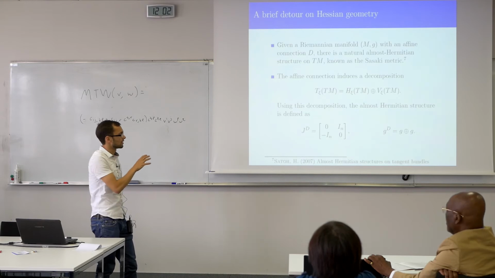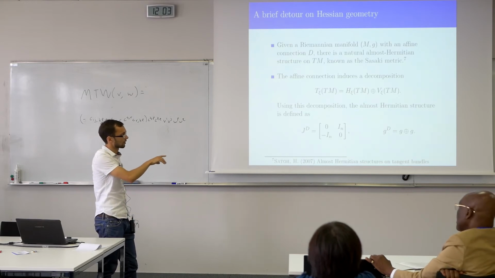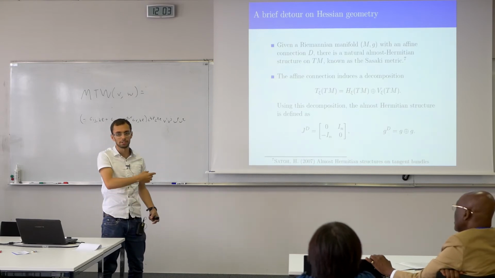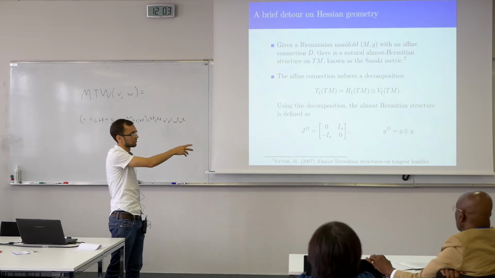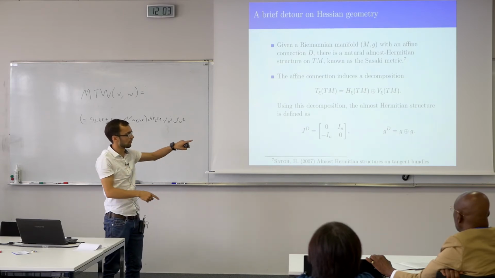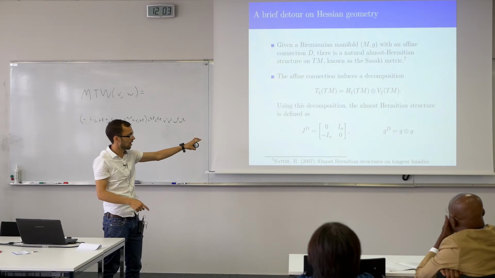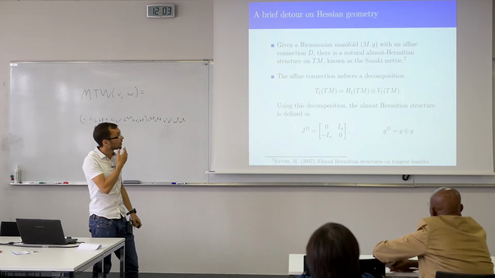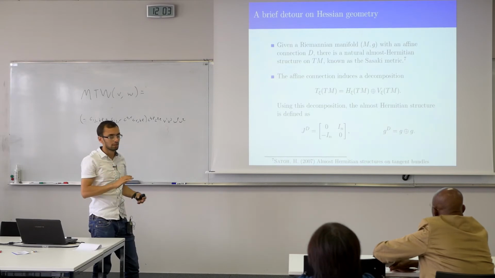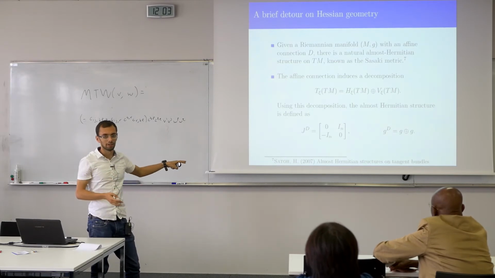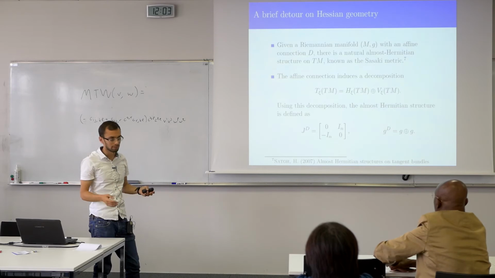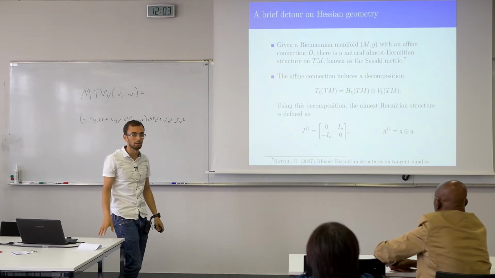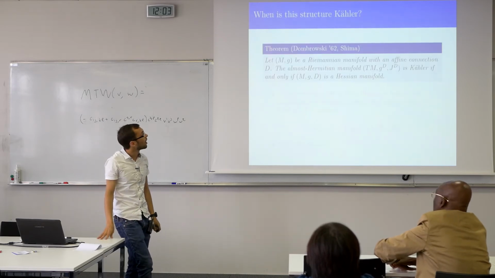So using this decomposition, we can write the almost Hermitian structure as the only thing it could be. You put G on both the horizontal and vertical space, and you put J to be the only thing it could be. So once again, this is probably not enough information. Our paper has more details on this.